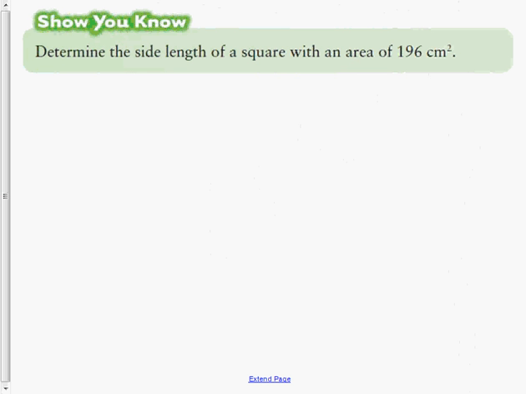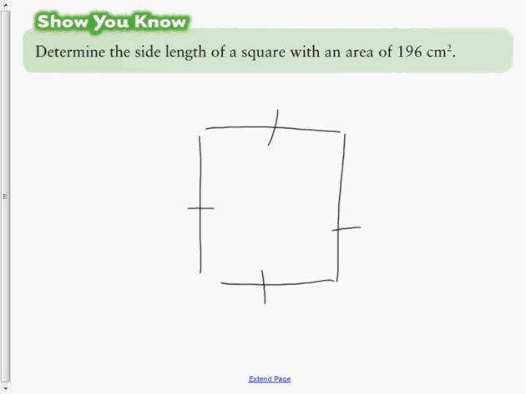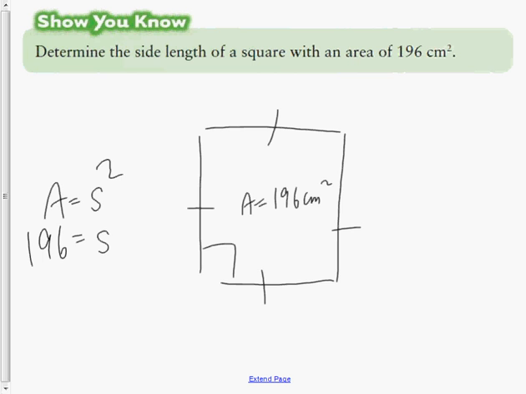In the next question it says, what is the side length of a square with an area of 196? So again, I'm going to draw my square. I'm going to put my side lengths here, put my right angle here, and I'm going to say the area equals 196 centimeters squared. I'm going to start with my formula. Area equals side squared. This time, of the two variables, A for area and S for side, I know the variable A, which is 196.